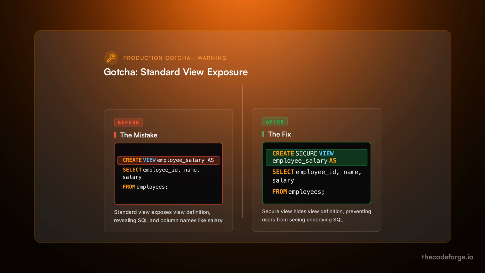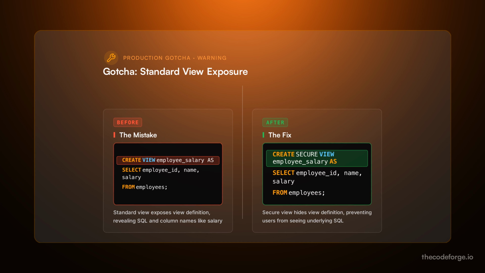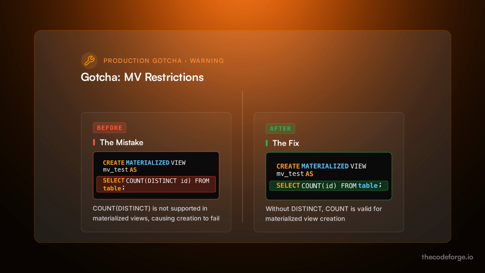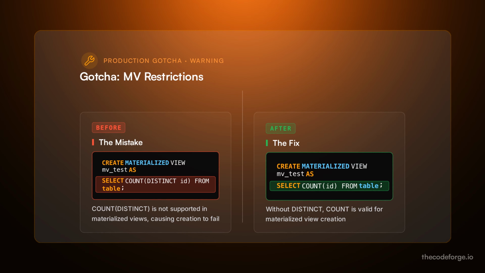Using a standard view for sensitive data exposes the view definition, leaking column names like salary. Switching to a secure view hides that definition so users can't snoop on the underlying SQL. Materialized views don't support count, distinct, so attempting to create one with it triggers an error. Dropping the distinct and using a plain count lets the view build successfully.